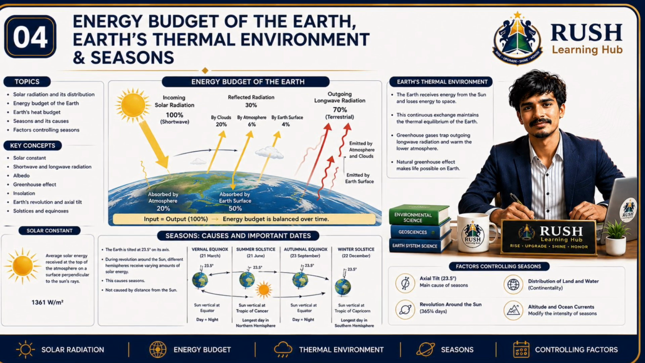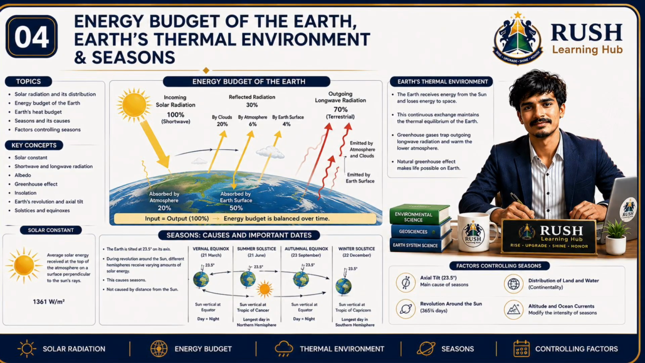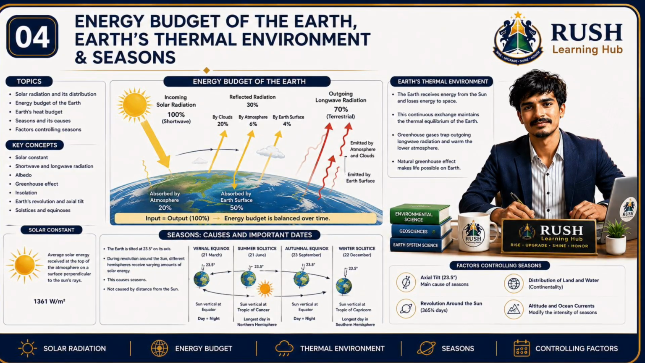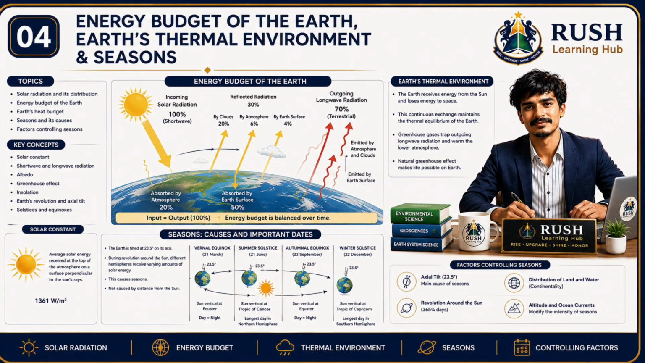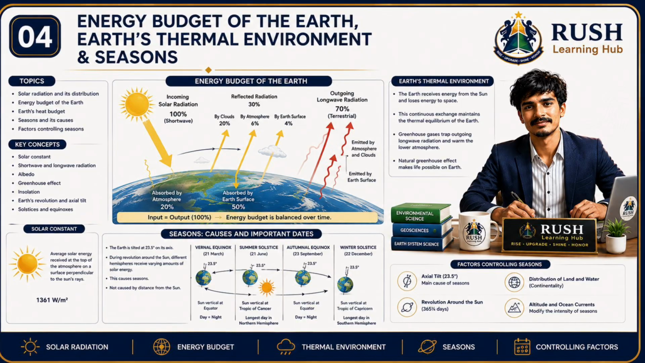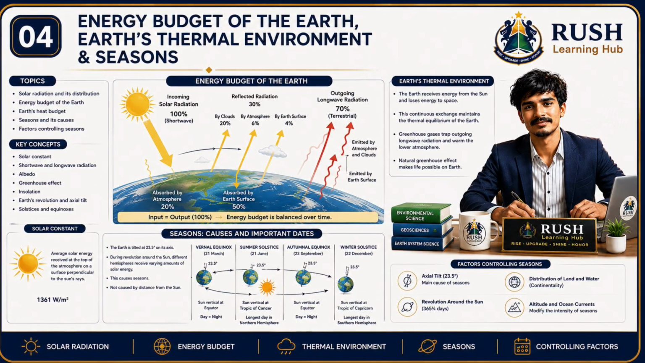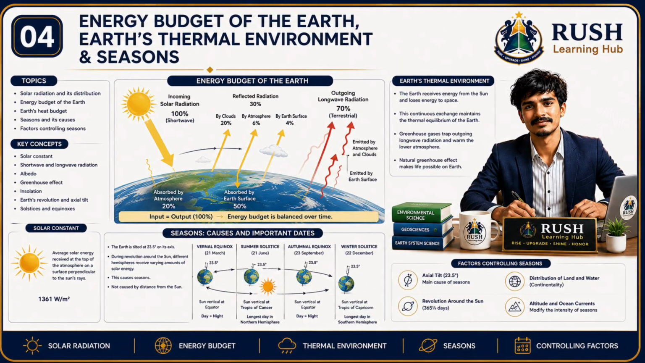During this time, the Sun is directly overhead at the equator and day and night are equal throughout the world. The second is the summer solstice, which occurs around 21st June. At this time, the Sun is overhead at the Tropic of Cancer, and the northern hemisphere experiences its longest day.